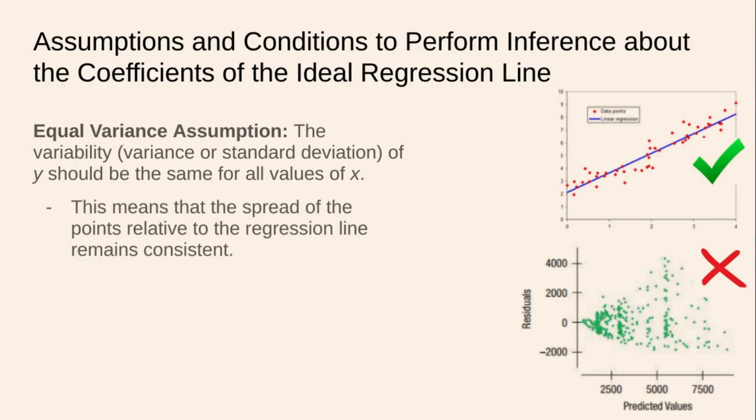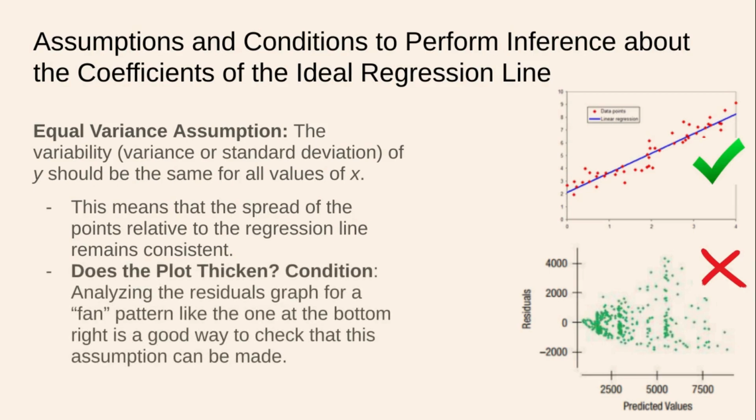So the spread of points relative to the regression line needs to remain constant. And how do we check that happens for sure? Well, we have this humorously named "does the plot thicken" condition. All right, do not say "does the plot thicken" on an AP test. I'm sure there are some students out there who are going to say it, and it is probably humorous for AP graders, but please do not say it that way. Here's what you need to check.